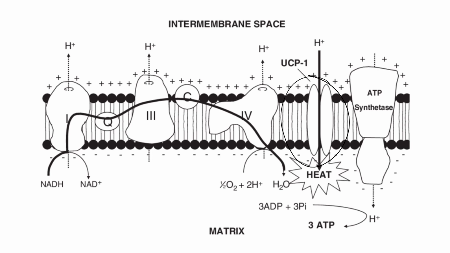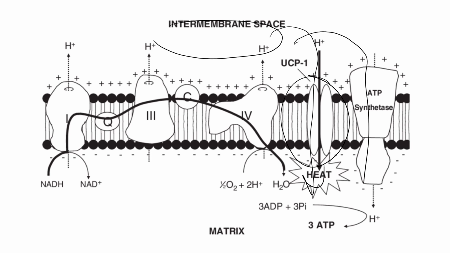UCP1 is a hydrogen ion pore. It allows the hydrogen ions, which are in the intermembrane space, to get back into the matrix. And those hydrogen ions no longer have to go through ATP synthase anymore. Right? They don't have to go back through ATP synthase. They can go through uncoupling protein 1, UCP1. And immediately you can observe what's happened here.